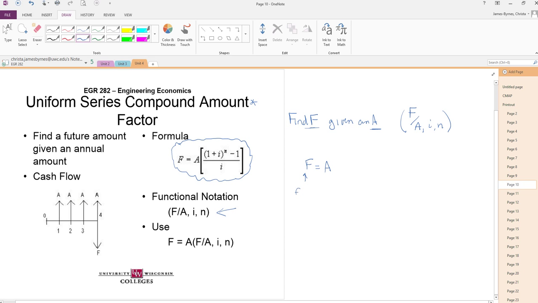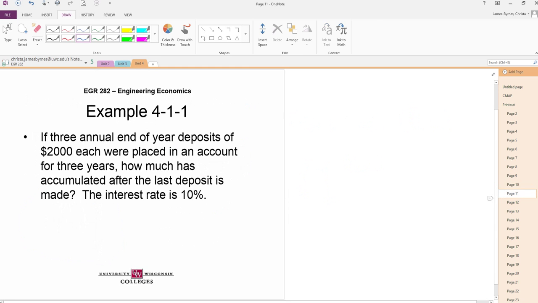So this is always what I want to find. This is what I am given. Use my F given A, I N to give me that. Okay? Find the future given an annual. Again, just like I just talked about, we have to have it in this formula, or this cash flow diagram. Here's my A's. F occurs at the same time as the last A.